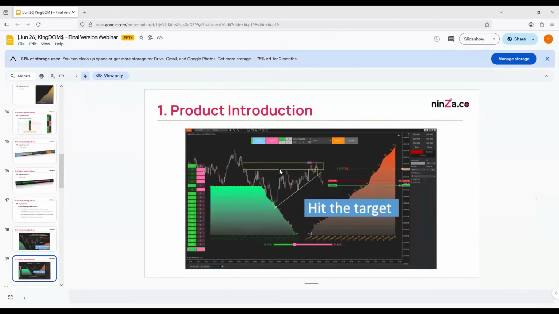So again, the idea is when there is an area of resistance, you want to see more selling orders coming in than buying orders. If price hits an area of resistance and all of a sudden there are a whole bunch of buying orders, well, chances are this resistance is going to break, so you don't want to be selling. So that's the idea of, I think, the best way of using this tool.